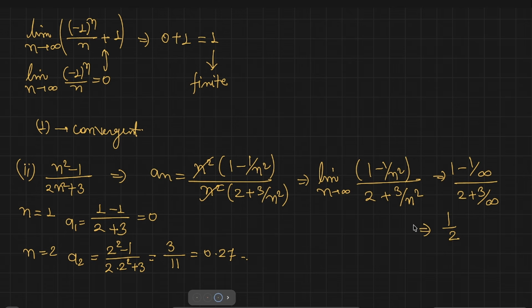So actually this sequence will be tending to 1 by 2, but it will not equal 1 by 2. 0 is included in the sequence, but 1 by 2 will not be reached because it is a limiting case.